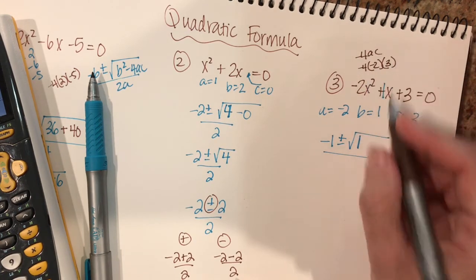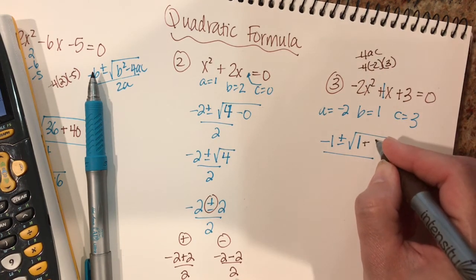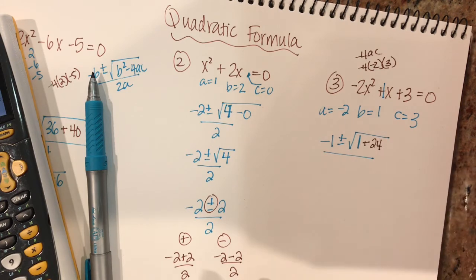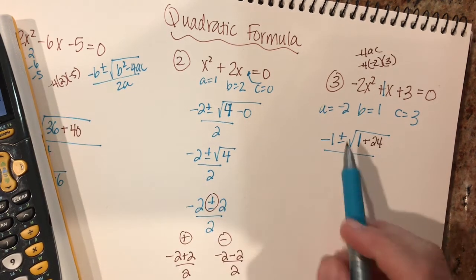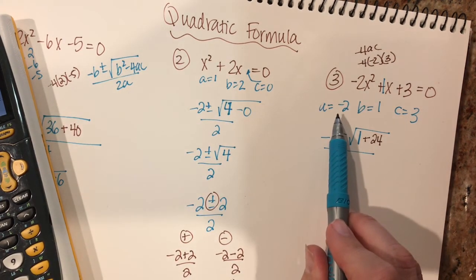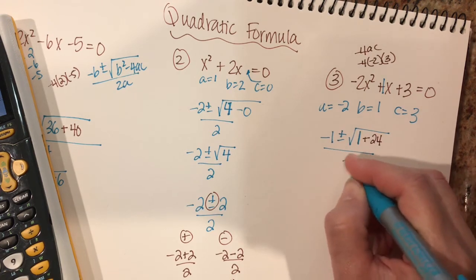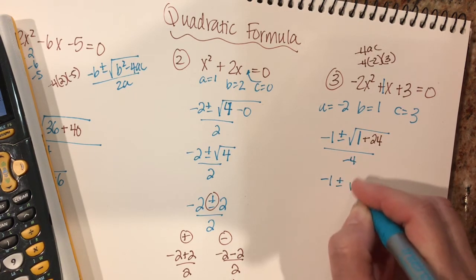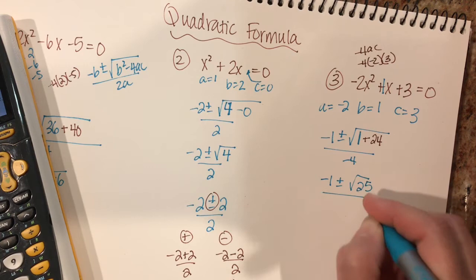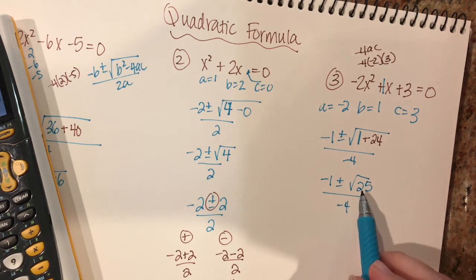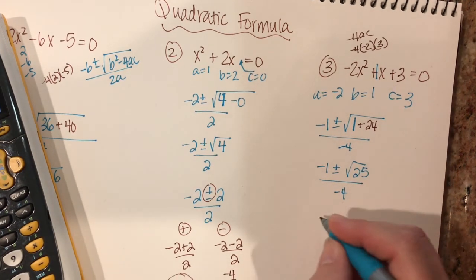And that's going to be +24, all over 2A. Now, A is -2. 2 times -2 is -4. Can you guys see what the square root's going to be? It's going to be the square root of 25. You guys should know that's just 5.